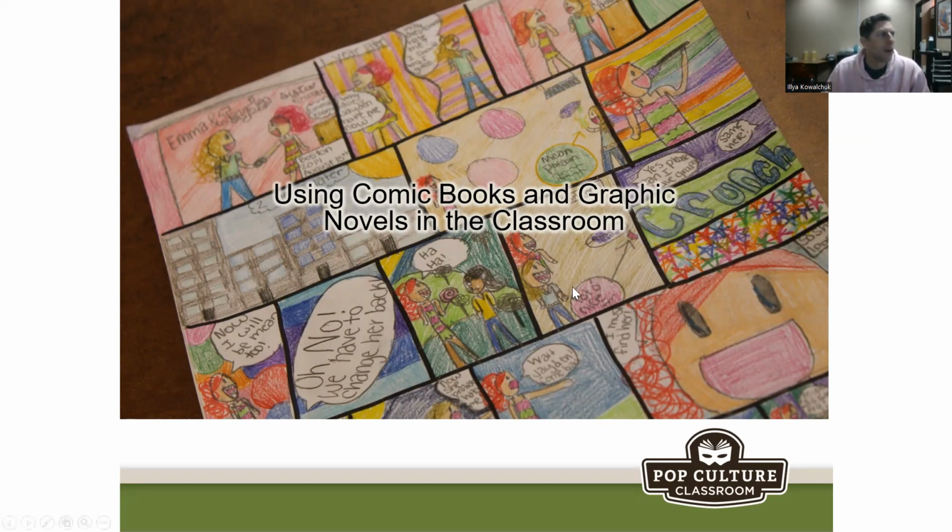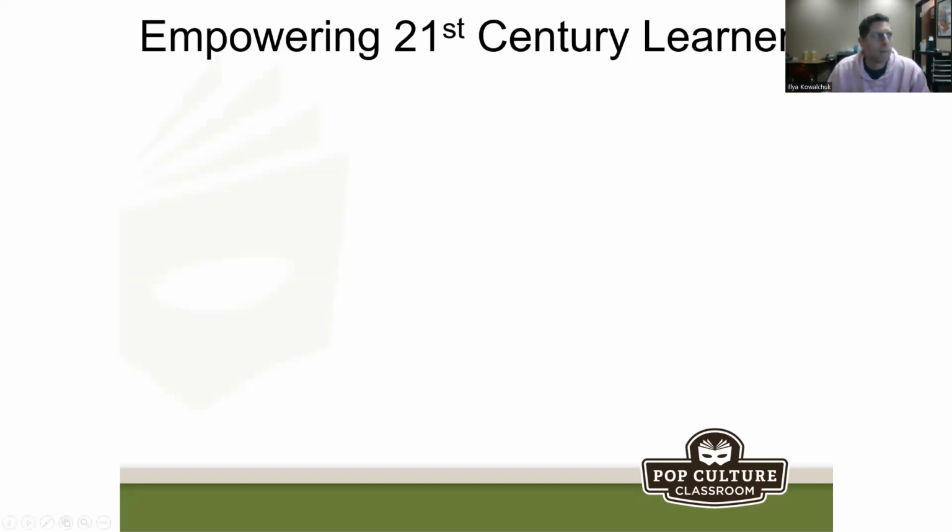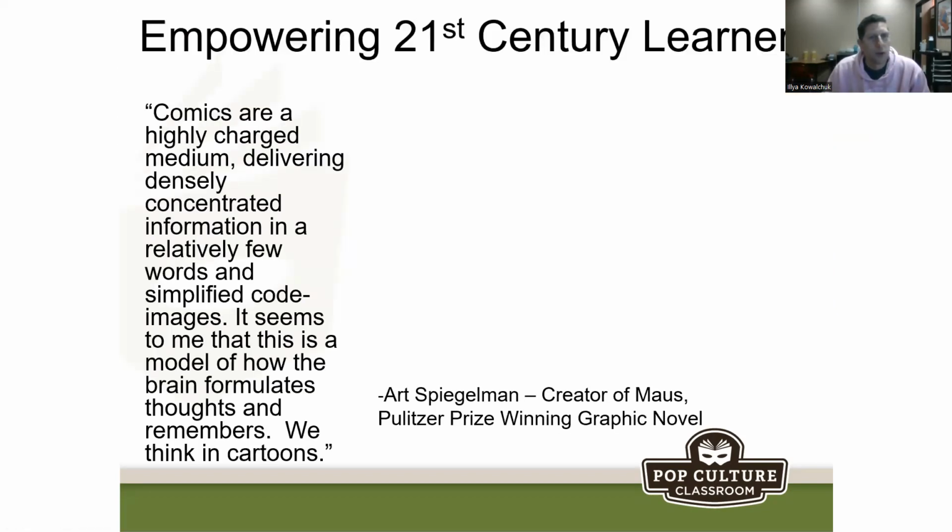So moving on from there, one of the things I wanted to talk to you about was why are comics great for 21st century learners? And I include us in that, as well as our book club. So this quote is great. Art Spiegelman was the creator of Maus, which was in fact the first graphic novel to win the Pulitzer. Actually, it didn't win it for literacy, it won it for artwork. I think I've got to check on that.